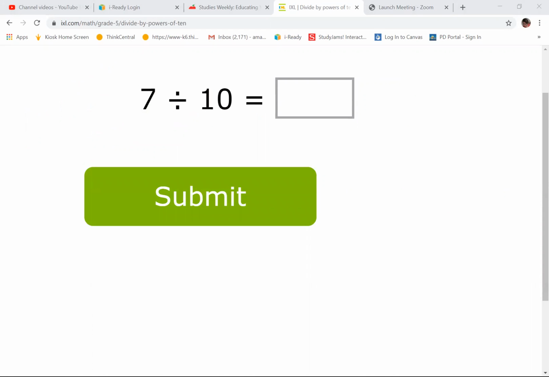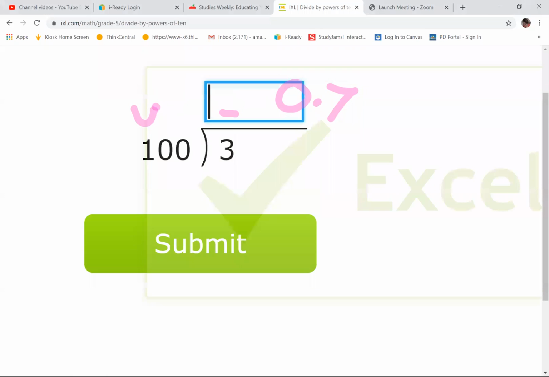Okay. Now this one is 7 divided by 10. Write it down on your paper. So I have my invisible decimal there after my whole number. And I'm dividing by 10. That's 1 place value, so it's going to move over 1. It'll be 0 7/10. Excellent.